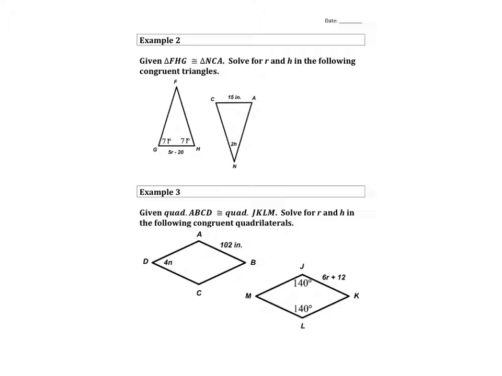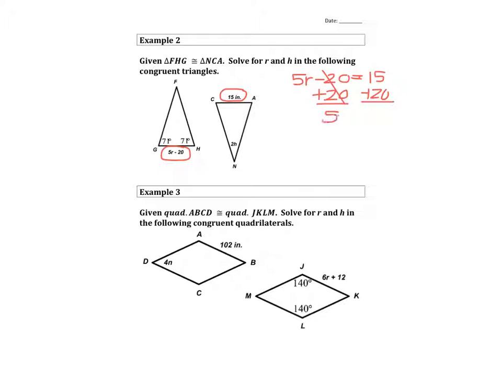Now, a question you will be asked is, I'm going to give you shapes that are congruent, meaning they're equal. So that tells you so much. Everything about them is identical. And then you're going to be asked to solve for variables that are missing in the picture. So the first thing you're going to do, it says R and H in this particular one. So I'm going to have R, which is a side length, which matches with the 15. So I'm going to set up a little equation. 5R minus 20 equals 15. So I'm going to add 20, add 20.